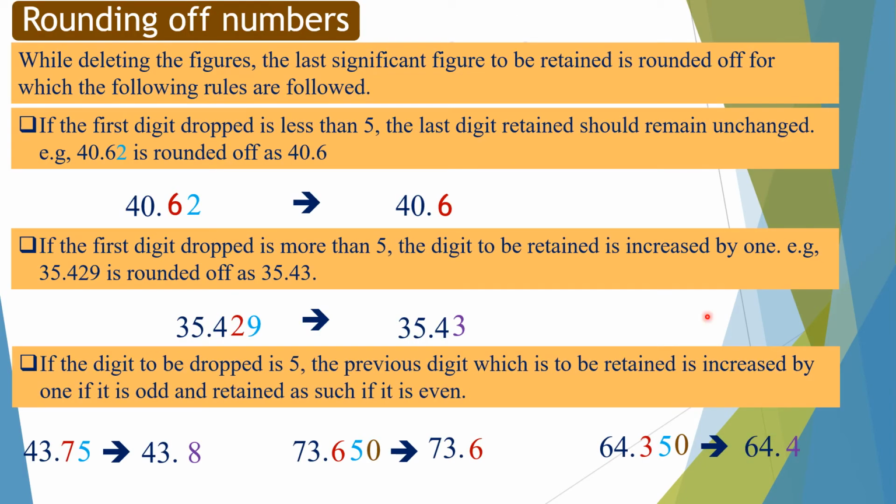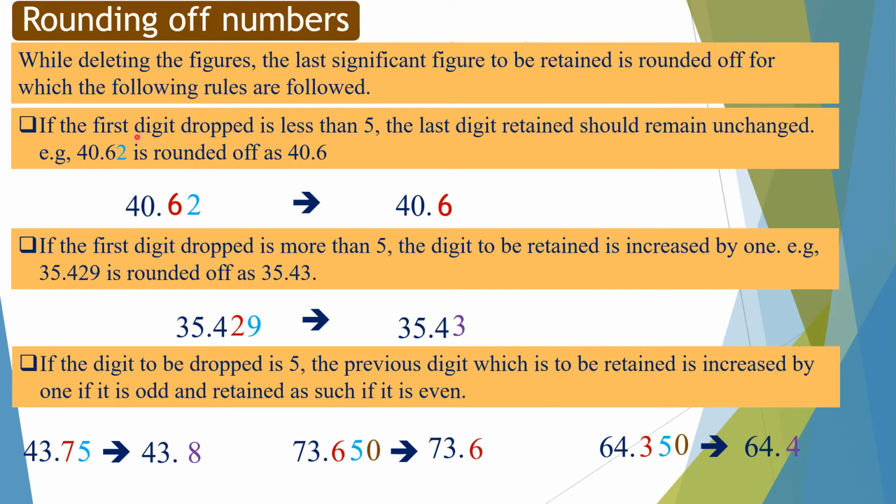Rounding off numbers. One thing you should know is that rounding numbers applies to decimal numbers and not to integers. Rounding numbers means shortening the number of digits to the right of the decimal point to make the number easier to work with. The numbers to the right of the decimal point usually show small amounts, and sometimes it's okay to ignore very small amounts. While deleting the figures, the last significant figure to be retained is rounded off, for which the following rules are followed.